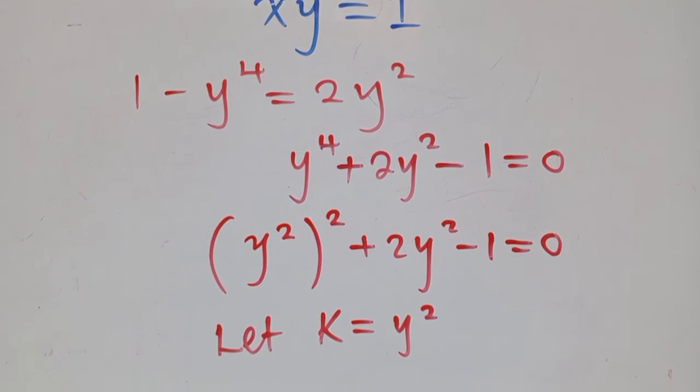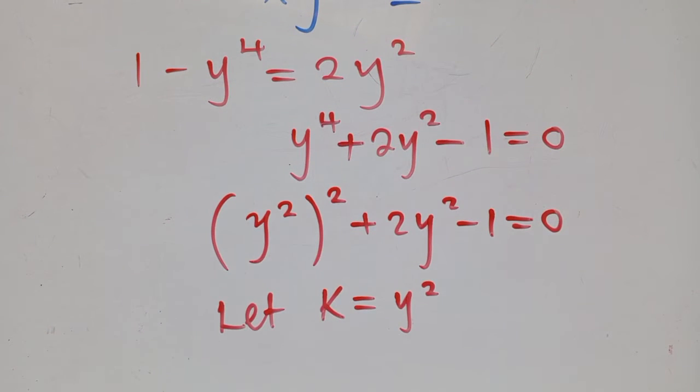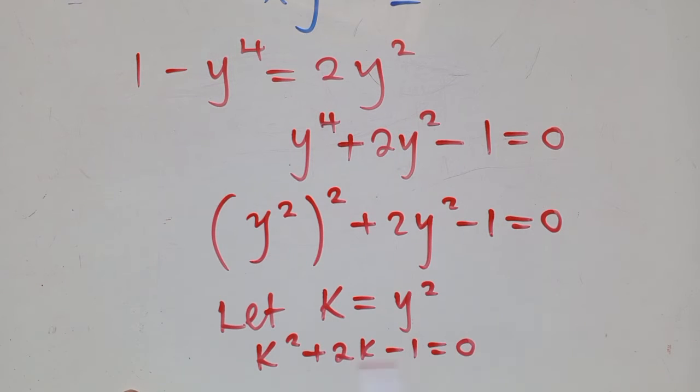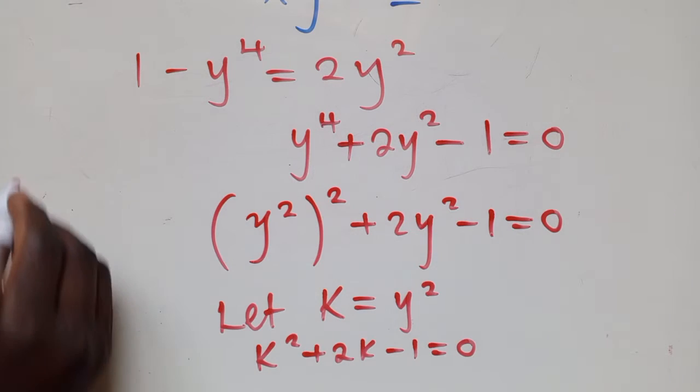That means I'll substitute k in this equation. So it will be k^2 + 2k - 1 = 0. I've just substituted k here because I've gotten y^2 here and here. So we need to solve this quadratic equation. When we solve this quadratic equation using the quadratic formula, we are going to get the value of k.